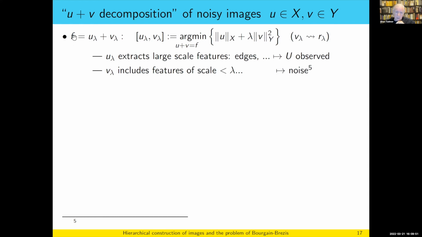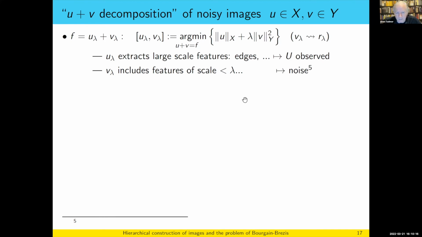Now, I should mention that the ROF decomposition, where we take an image and we decompose it to the main feature and the residual features, is part of a general framework of so-called U plus V decomposition of an image. And the U plus V decomposition is dictated by the spaces. Before it was L2 and BV, there are many other such pairs.